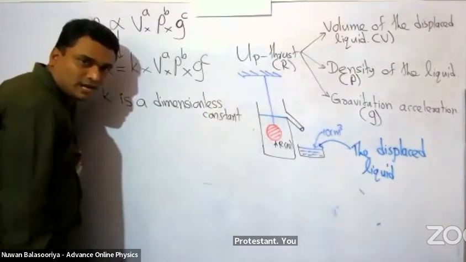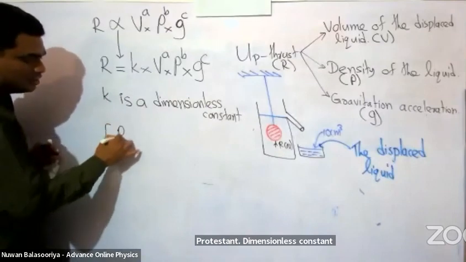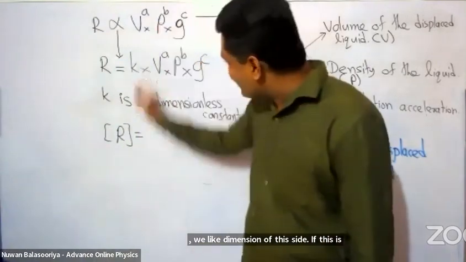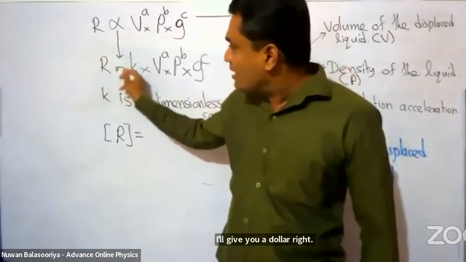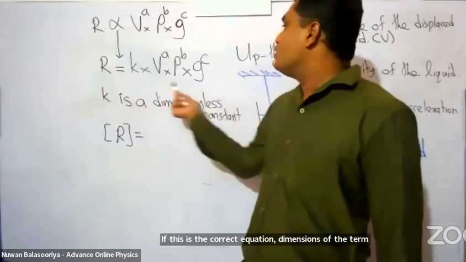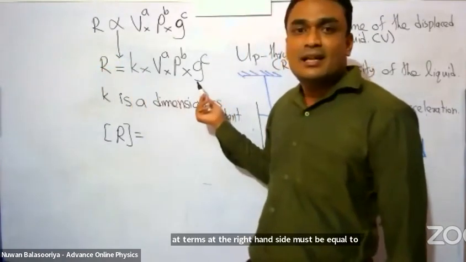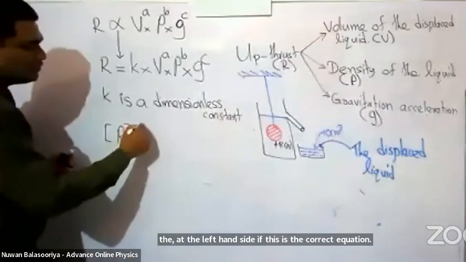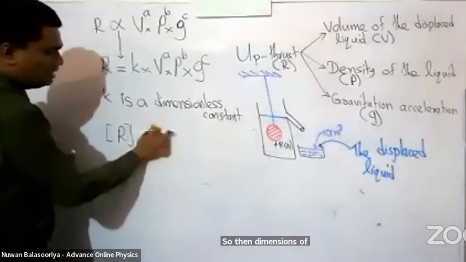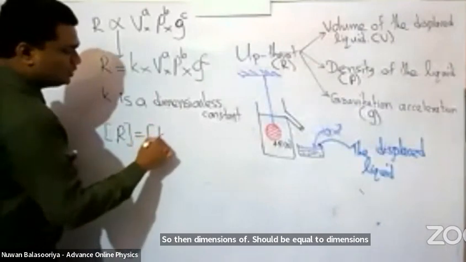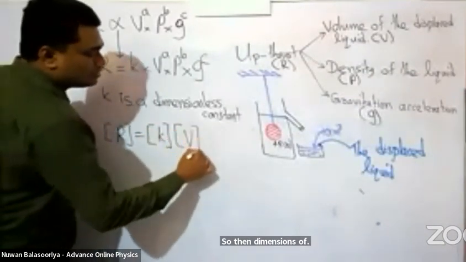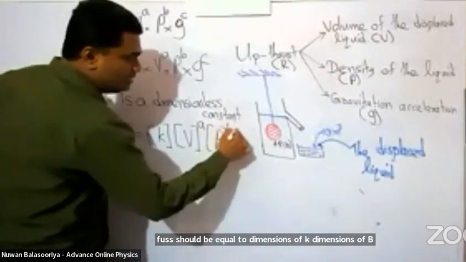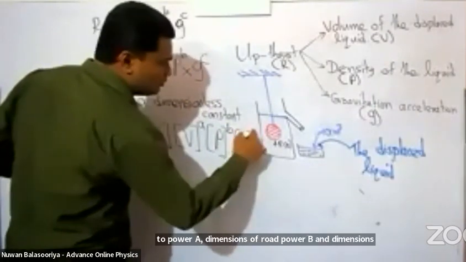After that, as usual, we write the dimensions of each side. Don't write, I'll give you time. If this is the correct equation, dimensions of the terms at the right hand side must be equal to the dimensions of the terms at the left hand side. So dimensions of R, that is upthrust, should be equal to dimensions of K, dimensions of V to power A, dimensions of rho to power B, and dimensions of gravitational acceleration to the power C.